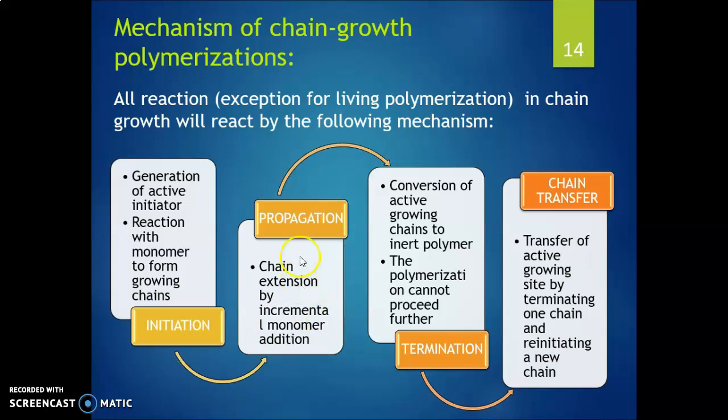Okay, the next step is propagation. So chain extension by incremental monomer addition, which means the chain will propagate into a more complex polymer. The next step is the termination, which is the conversion of active growing chains to inert polymer, and the polymerization cannot proceed further because the chain has been terminated. And the chain transfer agent is the transfer of the active growing site by terminating one chain and reinitiating a new chain.